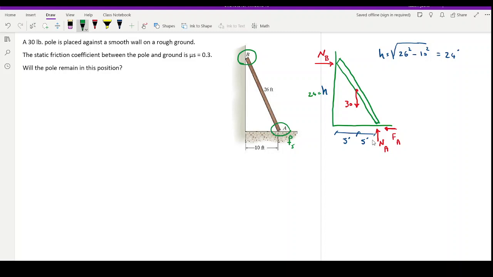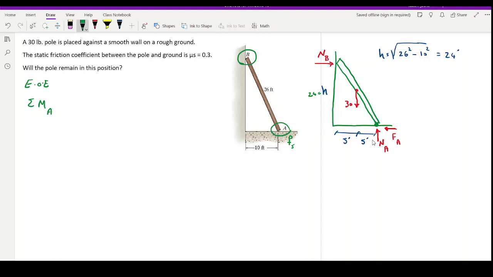write the equations of equilibrium again. So equations of equilibrium. Again, I will start with sigma M. You have noticed every time we solve this problem, we pretty much start from taking moment about a point so that we eliminate some of the unknowns. By taking moment about point A, I eliminate N and F at point A.